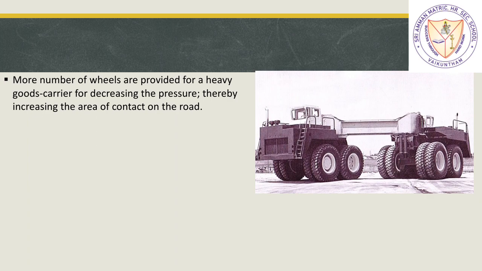So what they do, they keep more number of wheels so that the contact area becomes more. The number of wheels is increased. That means what? The area of contact will be increased. So what happens? When the area of contact increases, the pressure will decrease, right? So that's why more number of wheels are provided.